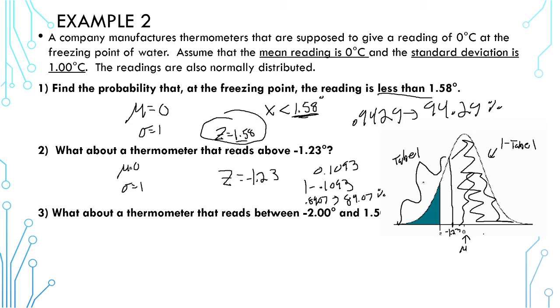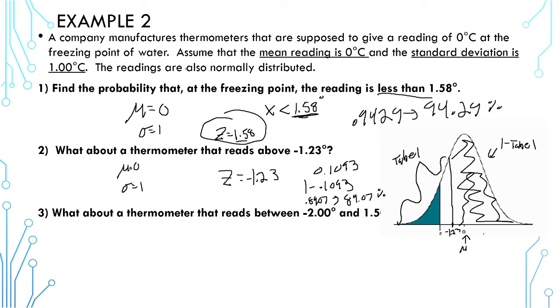89.07% chance. So again, remember your z-score table is only for values that are below or at a certain marker. If you want a value for above a certain marker, you have to take 1 minus it.